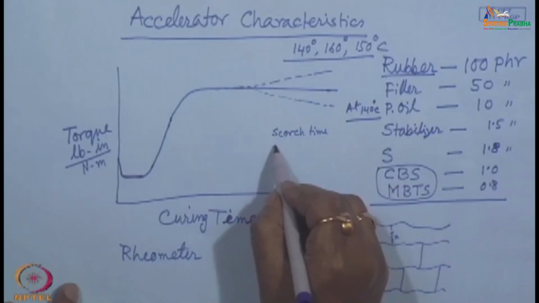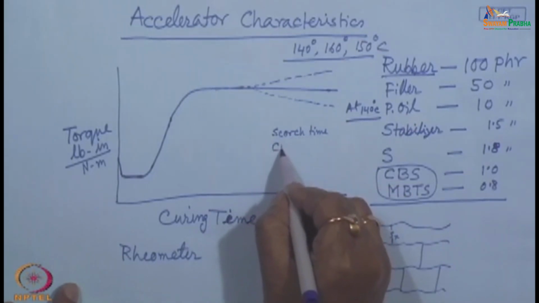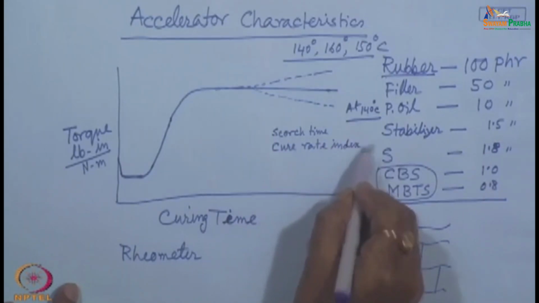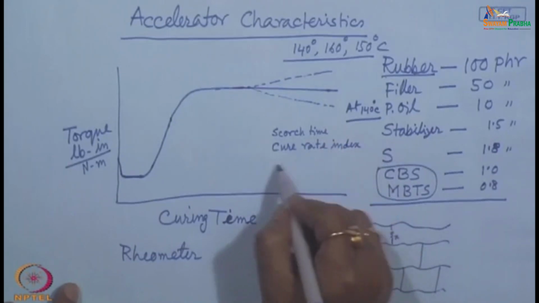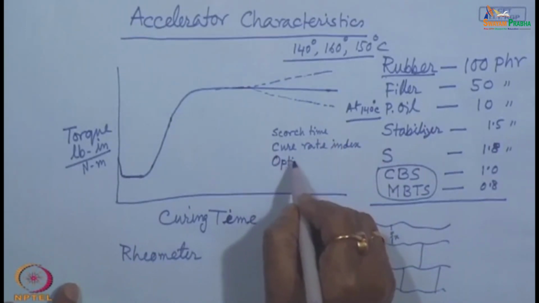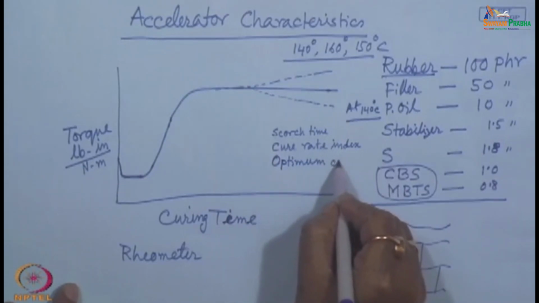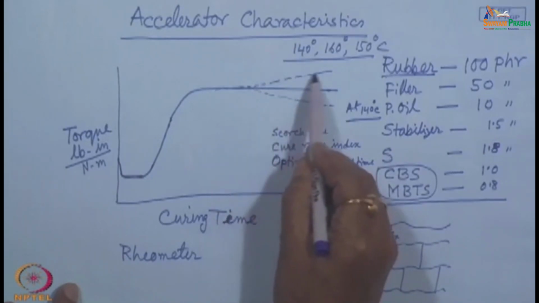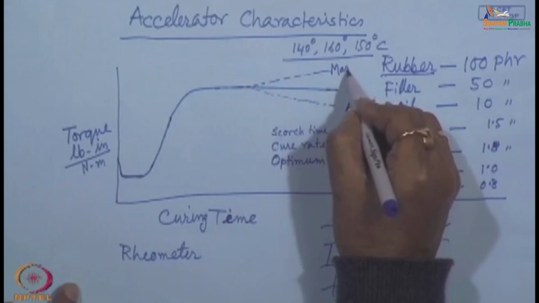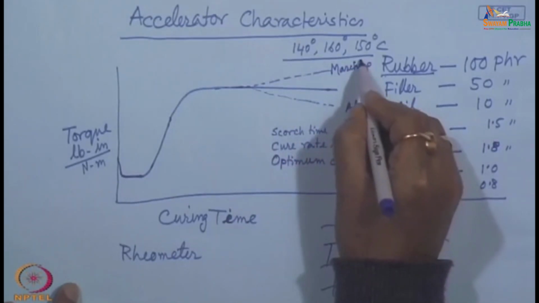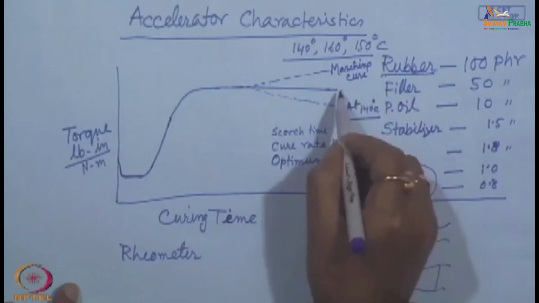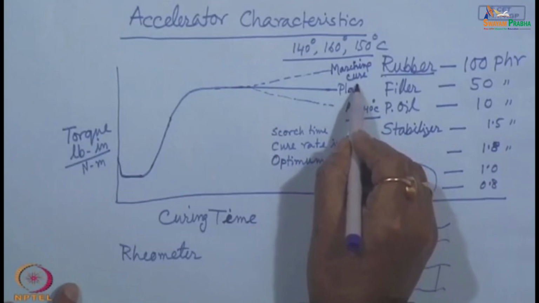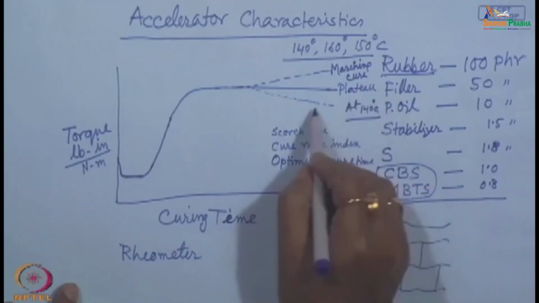Scorch time, cure rate index, optimum cure time. This is marching cure, this is plateau cure, this is reversion.